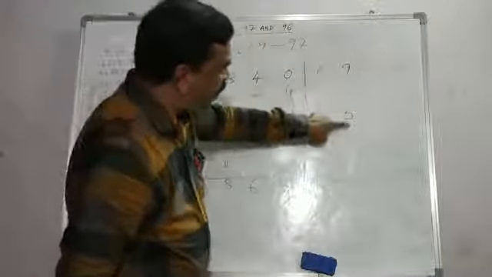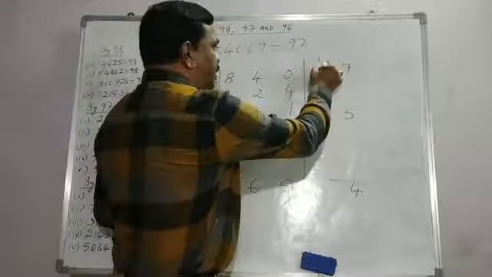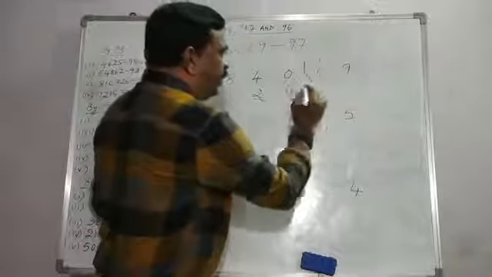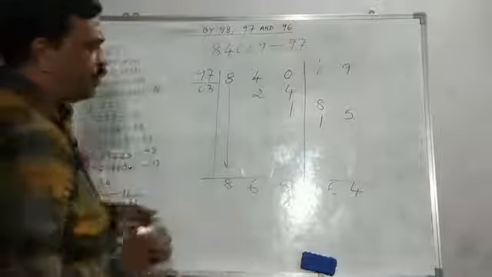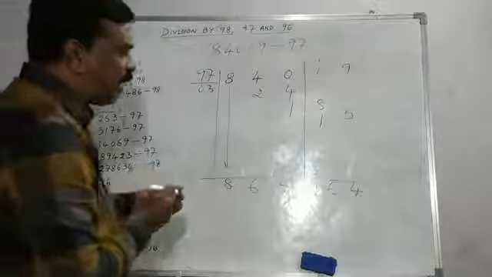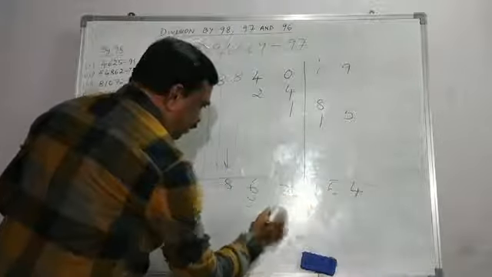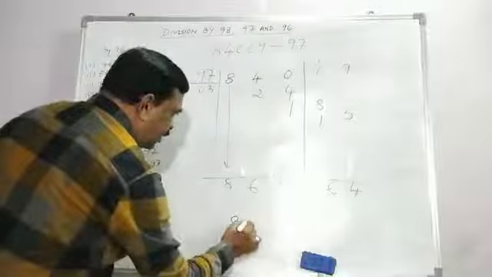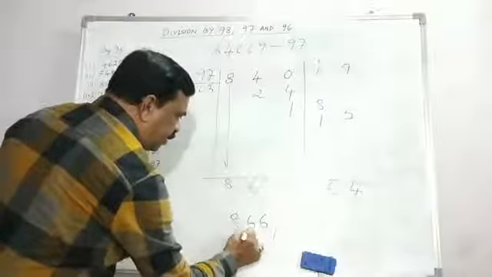So 9 plus 5 is 14. So we get 4 here, carry 1. 1 plus 6 is 7. 7 plus 8 is 15, 15 plus 1 is 16. So we get 164. 164 cannot be our remainder. So this one we will add this side. So this side we will get 866. This is our quotient.